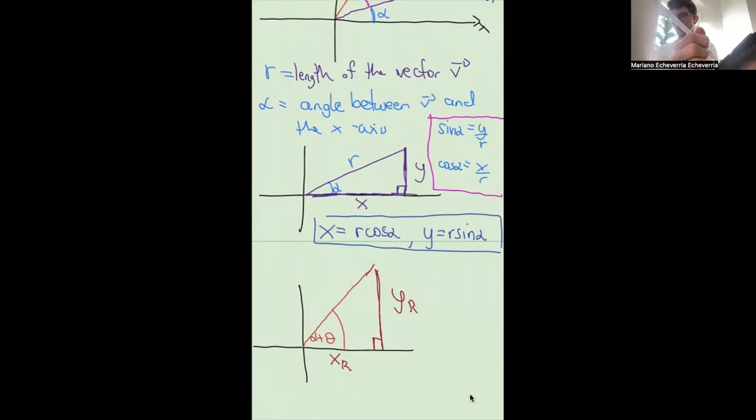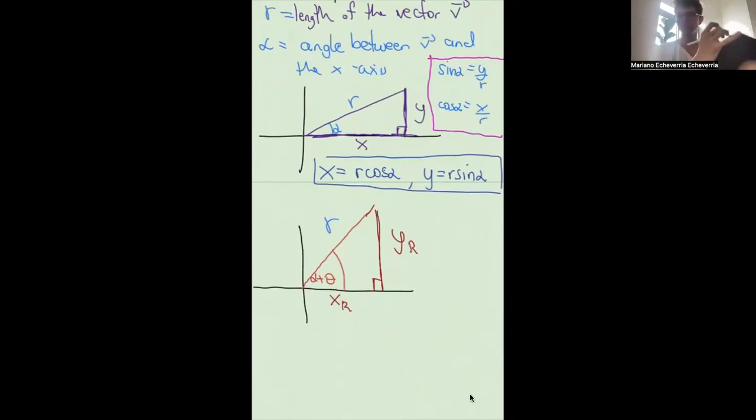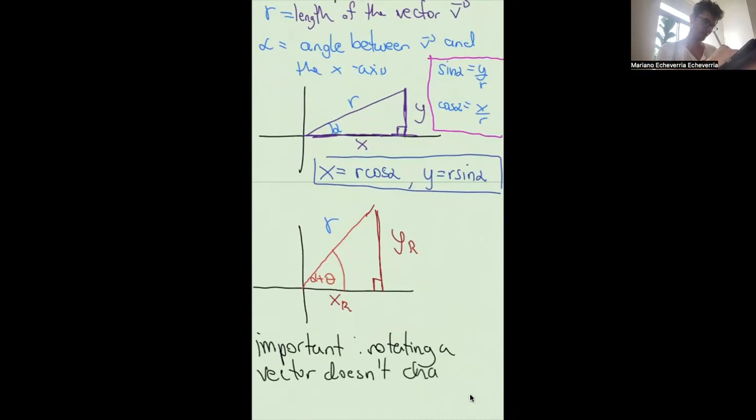If you have a vector and you rotate it by an angle, what happens with the length? It stays the same. Good, perfect, that's the idea. That's an important fact: a rotation does not change the length of a vector. Rotating a vector doesn't change its length.